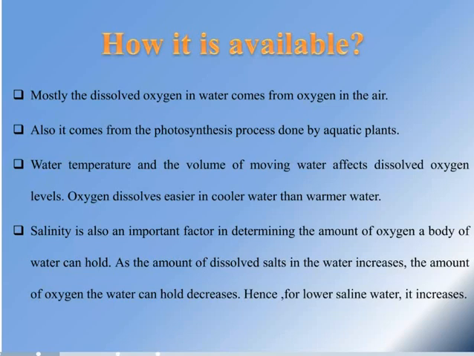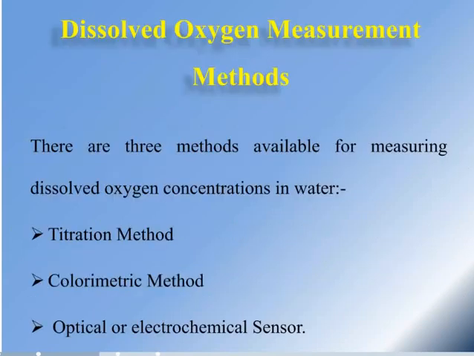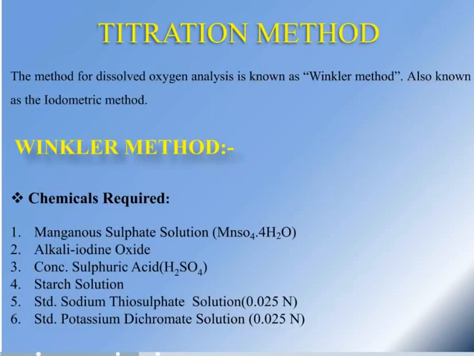With dissolved salt in the water increasing, the amount of oxygen the water can hold decreases. For lower saline water, it increases. So, dissolved oxygen measurement methods. How will you measure dissolved oxygen? This is our task. There are three methods available for measuring dissolved oxygen concentration in water: the titration method, colorimetric methods, and optical or electrochemical sensors.